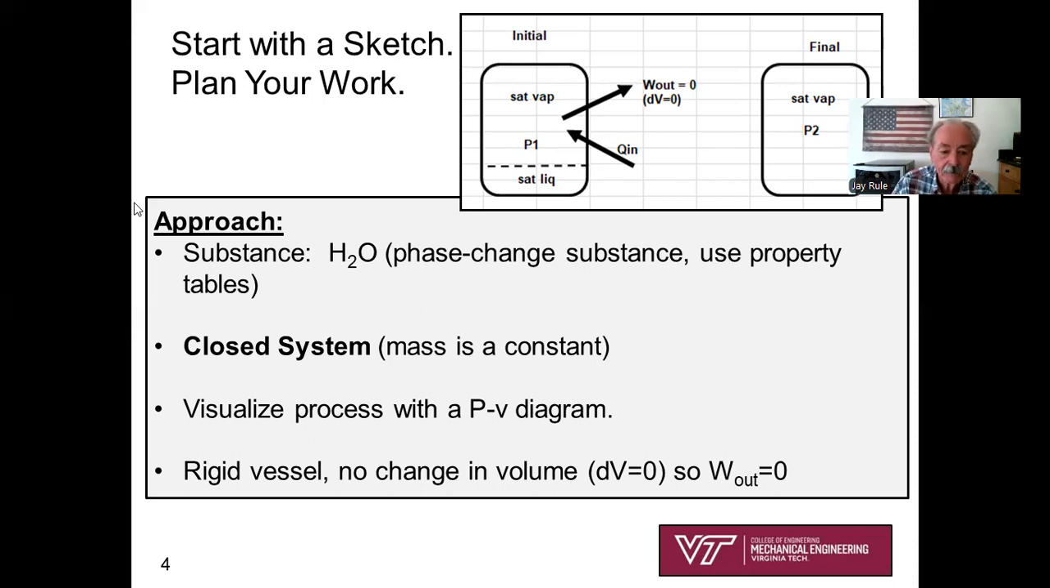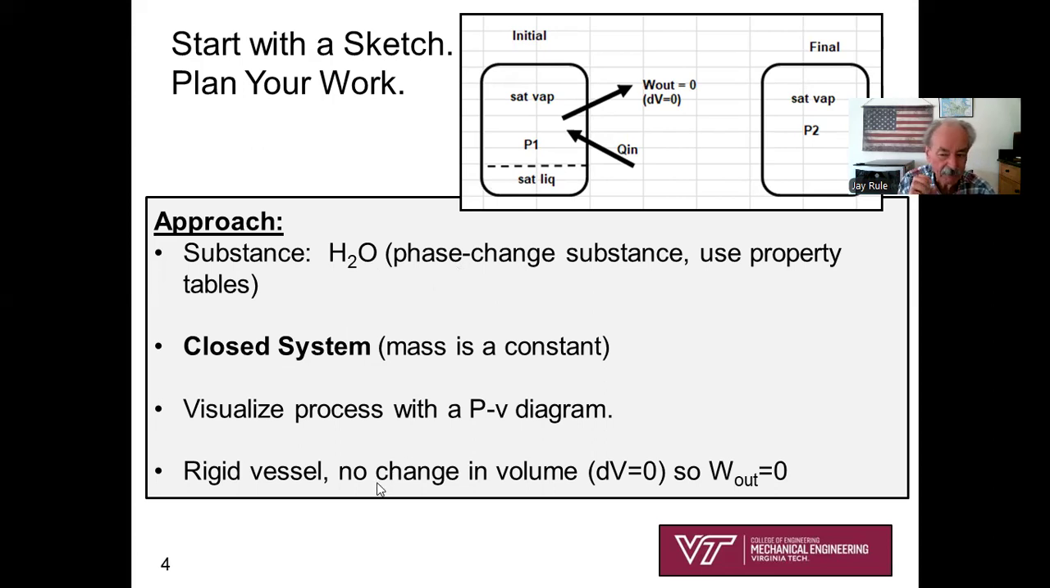All right. So another thing we'd write down on our solution, whether we do it in Excel or pencil and paper or whatever platform we're using, the substance is H2O. It's a phase change substance. We're going to use the property tables. It is a closed system. Our problem is a closed system. That tells us that the mass inside the vessel is constant. We're going to draw a pressure volume diagram to visualize the process, and that is going to guide us.